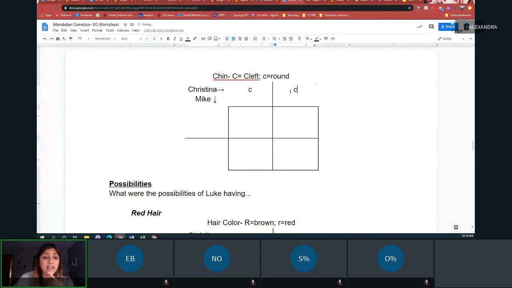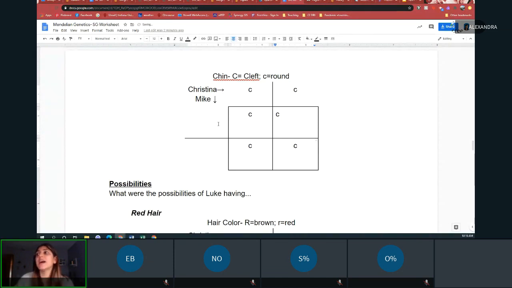Now, Michael has a cleft chin. Luke has a cleft chin. So what must be Michael's? Actually, let me figure out how to reword this. So we know that there is going to be at least one little c in each of these boxes, because that's the only genotype that can be given.